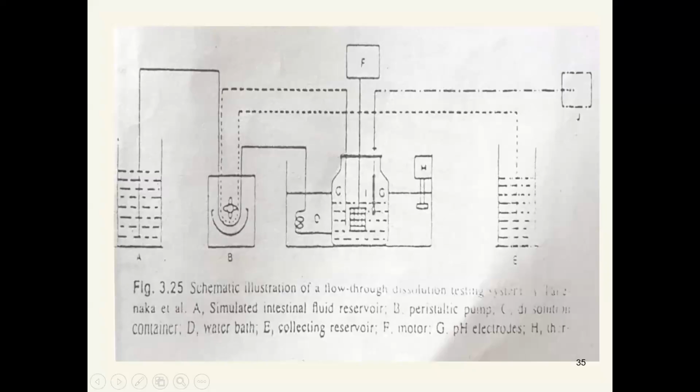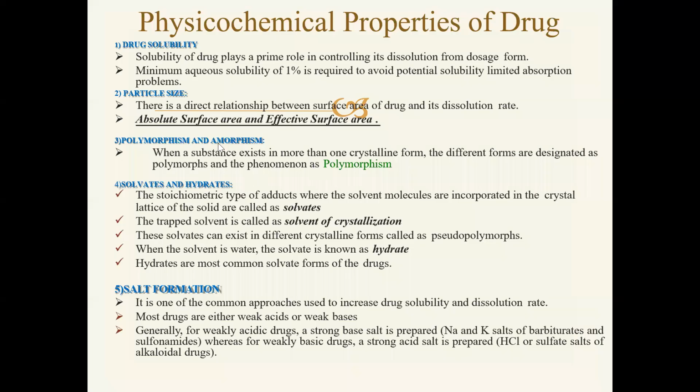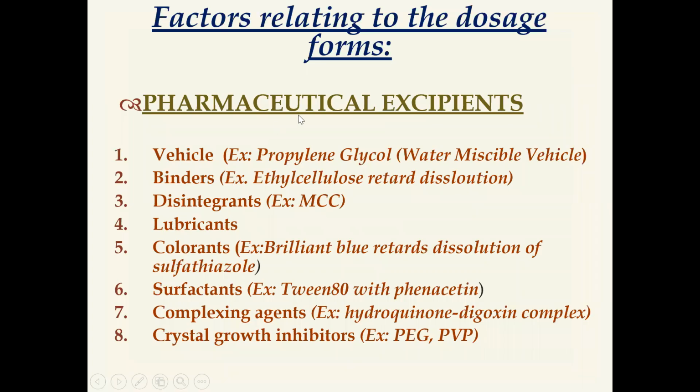Next, factors influencing dissolution and dissolution studies. One is the physicochemical properties of the drug. The next one is the factors relating to dosage form. The physicochemical properties of the drug are drug solubility, particle size, polymorphism, solvates and hydrates, and salt formation. Next one is the factors relating to dosage form. So here we need to study different types of excipients.